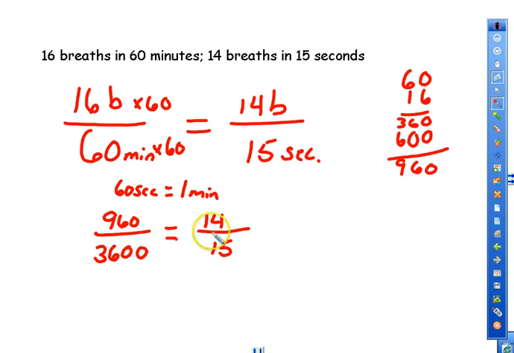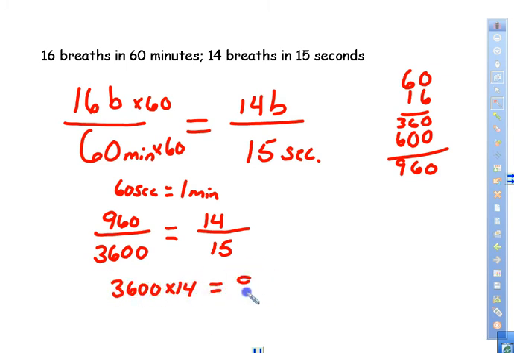And so now, cross multiply. So go ahead and do that. And when you do, 3,600 times 14 equals 960 times 15. And I know that this answer right here is 50,400 equals, and then 960 times 15 is 14,400, and therefore these two are not equal.